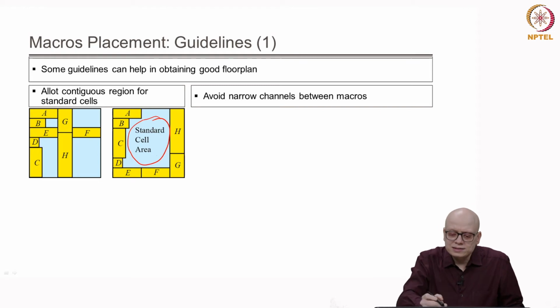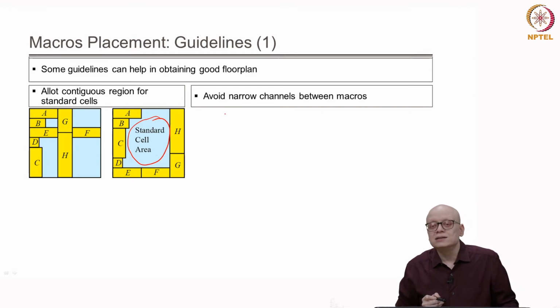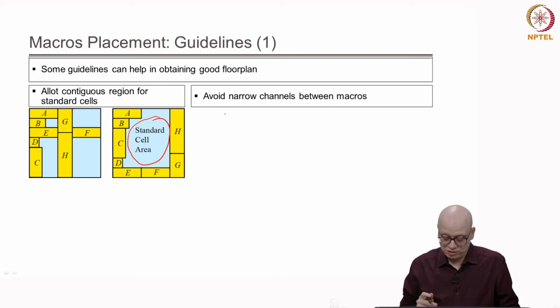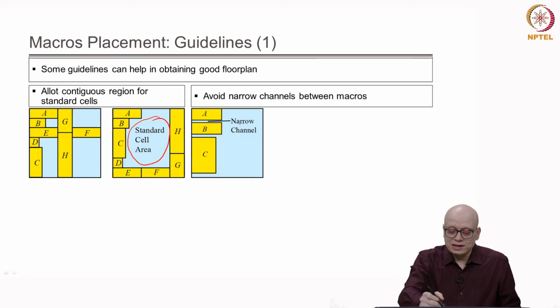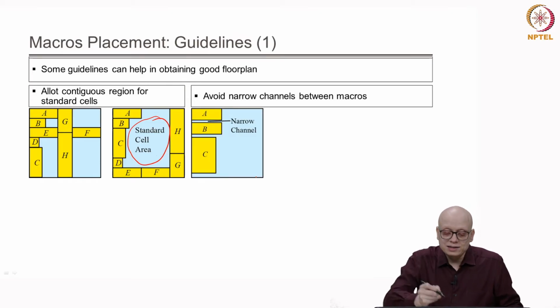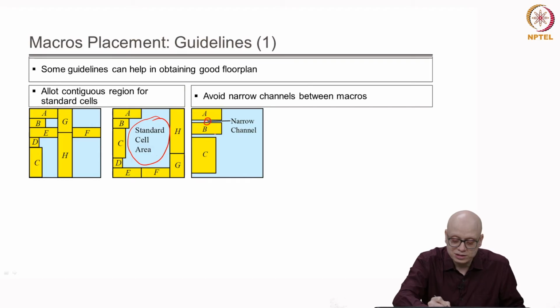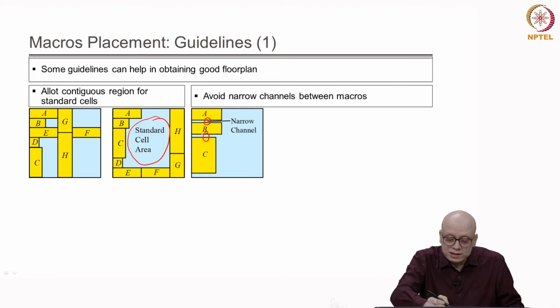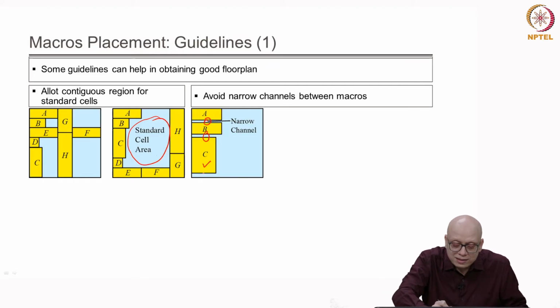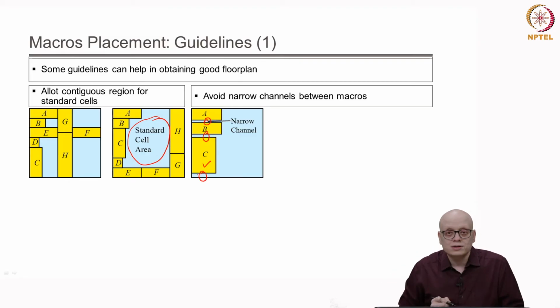Another guideline is that we should avoid narrow channels between macros. For example, consider this floor plan. In this we have a narrow channel region here, narrow channel region here, and also there is a narrow channel region between the macro and the edge of the floor plan, this. Now, we should avoid this kind of floor plan.